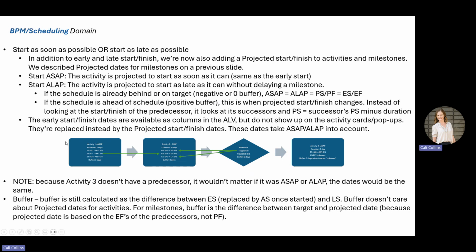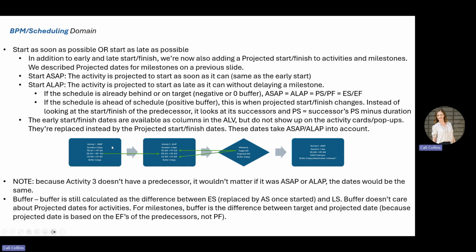The early start and finish dates that we saw before are available as columns in the activity list view, but they are not going to show up in your activity cards and pop-ups. Instead, the early dates are now replaced by the projected dates, so that it can take as soon as possible and as late as possible into account. If you don't use this toggle and you keep everything as soon as possible, the early start and finish dates will match your projected start and finish dates. There won't be a difference. They only start to change if you're using as late as possible as well.